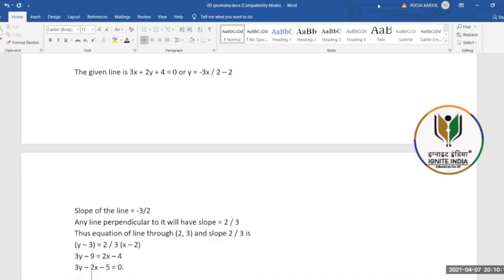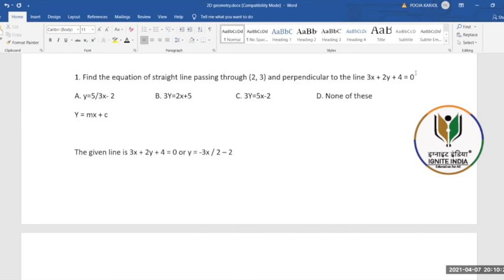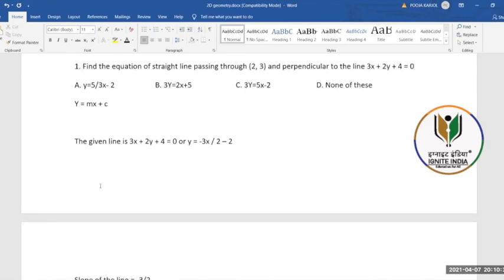They ask for the equation of the straight line which passes through (2, 3) and is perpendicular to the line 3x + 2y + 4 = 0. Means they have given the equation of the perpendicular line. The given line is 3x + 2y + 4 = 0, or y = -3x/2 - 2. Meaning they have converted it into y = mx + c form.